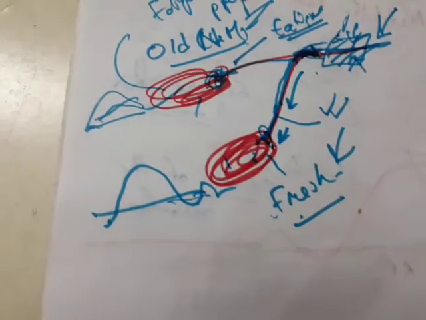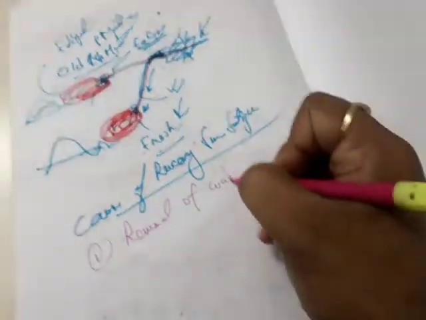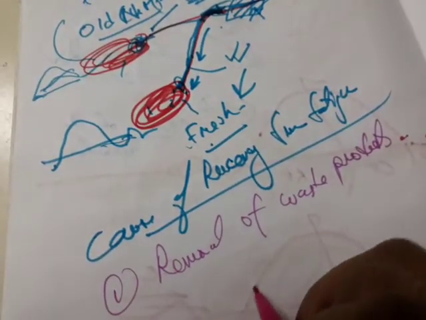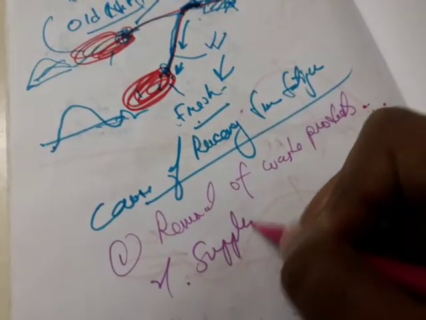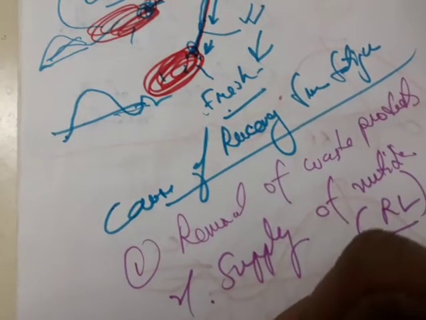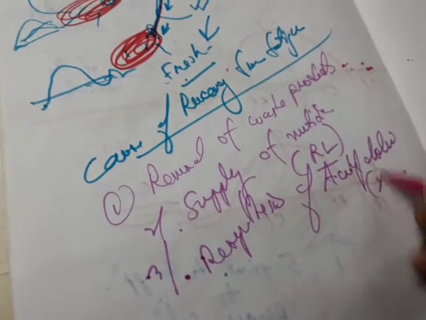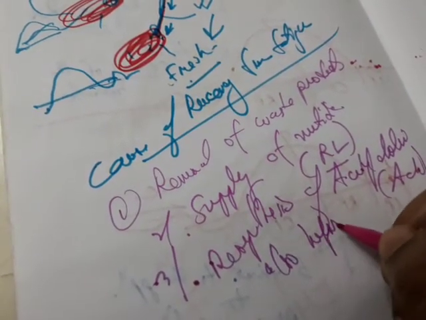Now there are certain things that I will say. What are the causes of recovery from fatigue? This can be, number one, removal of waste products. Number two, supply of nutrition; here we supplied Ringer's lactate. Then number three, resynthesis of acetylcholine also helps here.